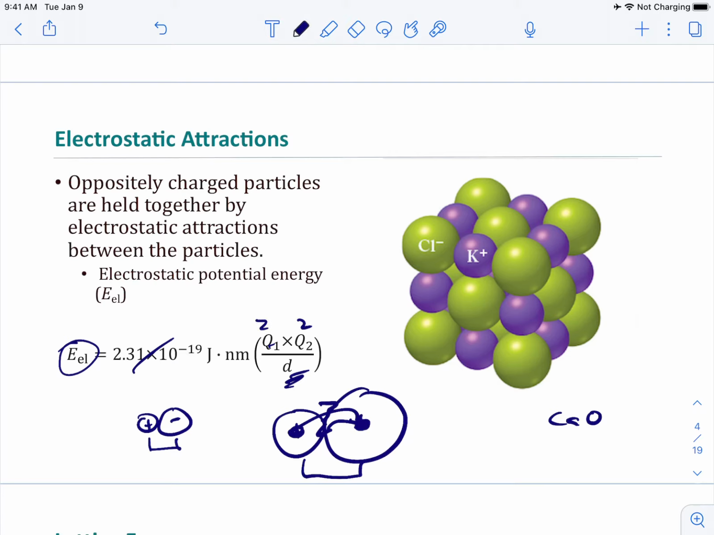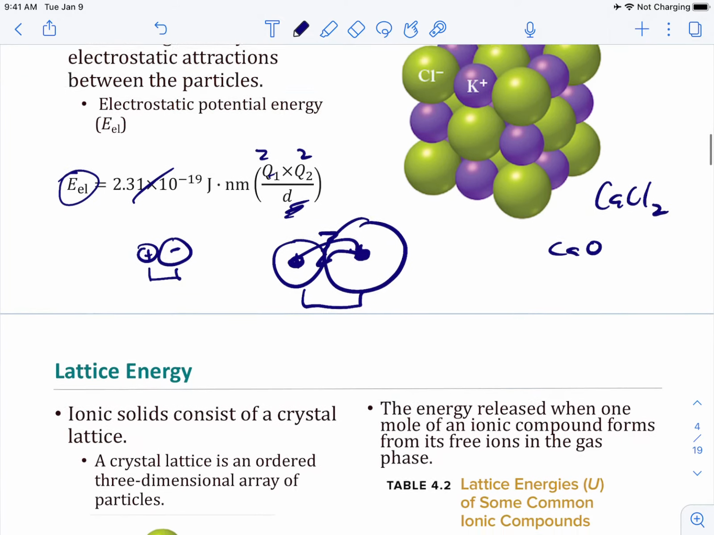2 and 2. And once again, you don't need to put it into this formula. All I want you to do is understand that a +2 -2 has a greater attraction than a +1 -1. And a +2 -1, so if you had calcium chloride, that would still have a greater attraction than a +1 -1. Okay? And the larger they are, the weaker the attraction because they're more apart from each other.